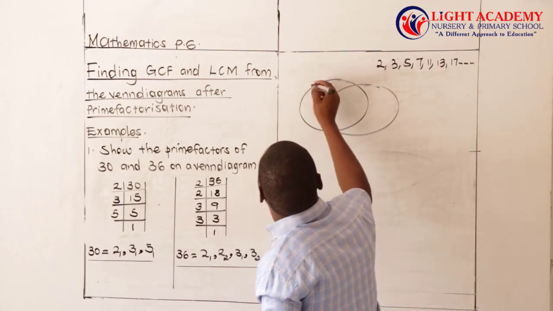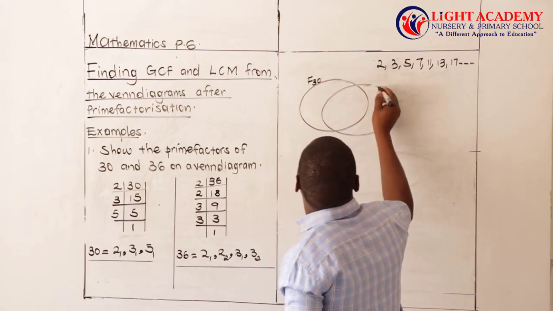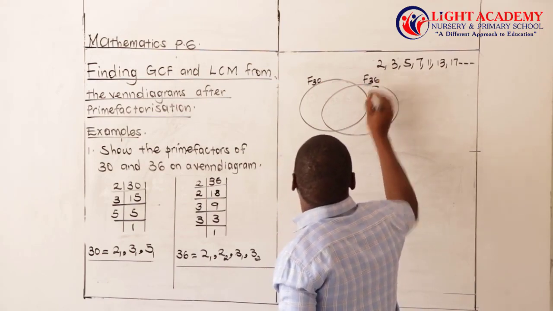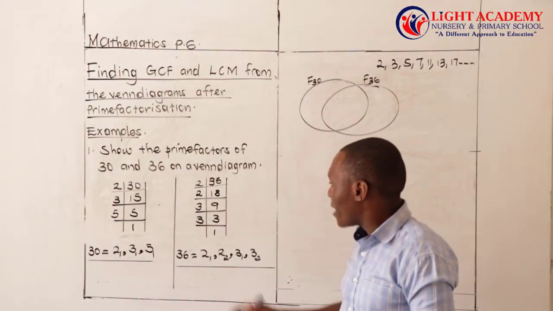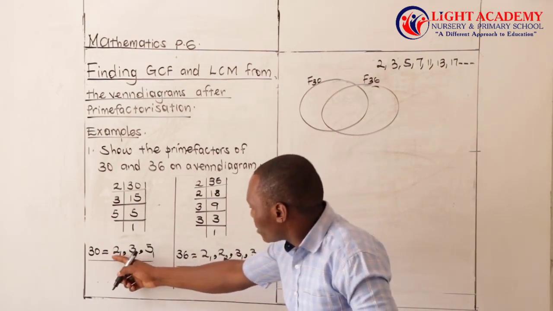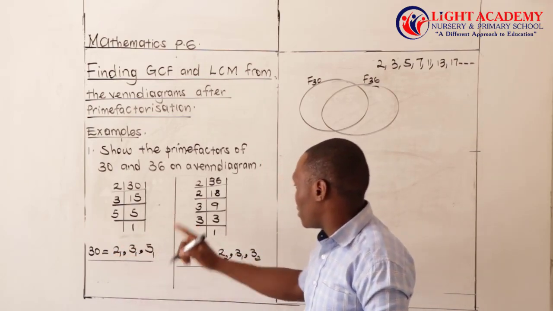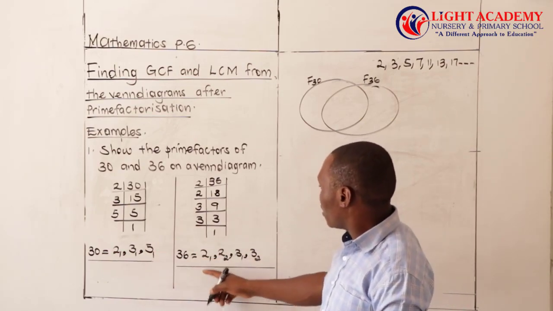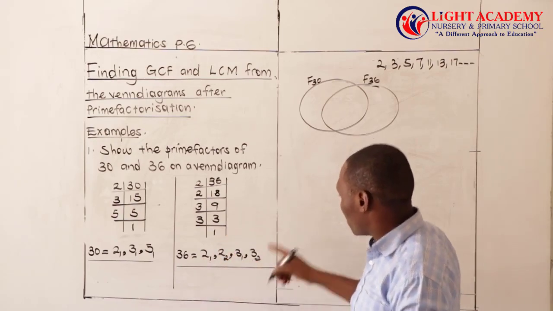Then I will say, the first one is for the prime factors of 30. The next one is for the prime factors of 36. Okay? So after drawing the Venn diagram, I am supposed to go and check out the common prime factors. In the prime factors of 30, I've gotten 2 for the first time, 3 for the first time, and 5 for the first time. Under the prime factors of 36, I've gotten 2 to subscript 1, 2 to subscript 2, 3 to subscript 1, and 3 to subscript 2.